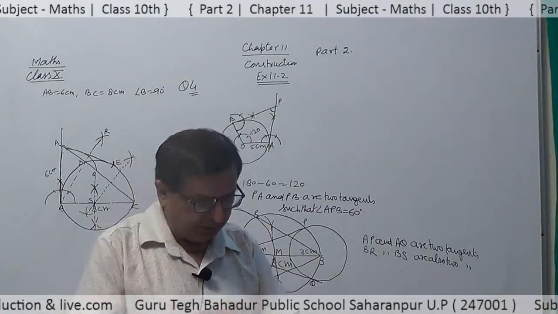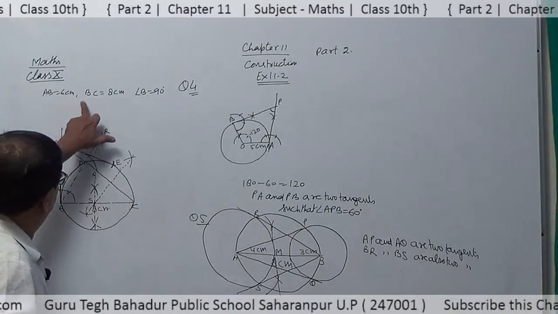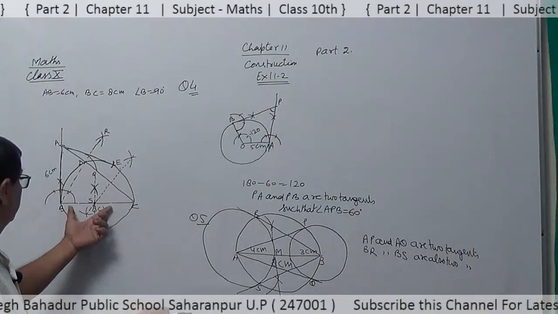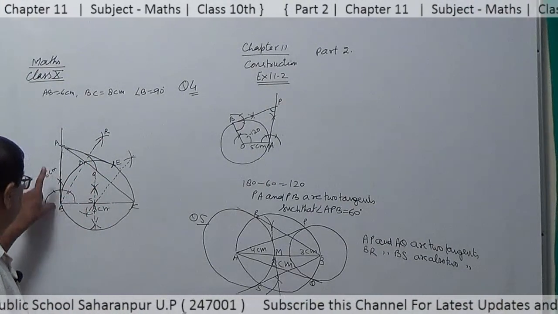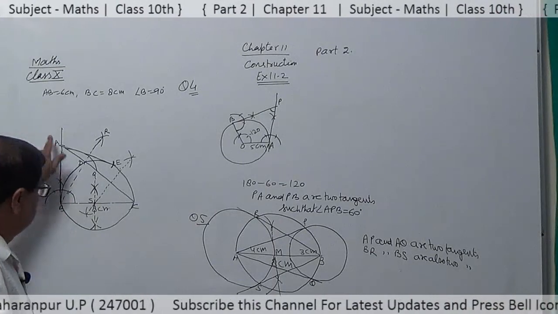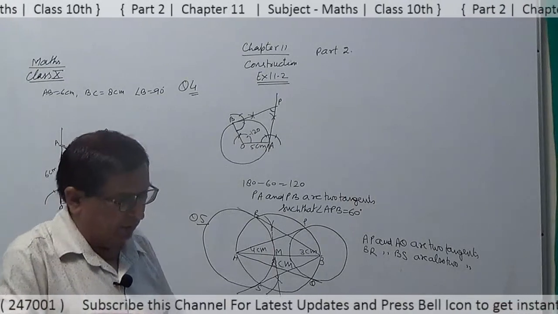Now see question number 6. First we will draw a right angle triangle. BC is 8 centimeter. Draw the angle of 90 degree from point B and cut the arc of 6 centimeter at a point A. Join AC. ABC is a right angle triangle.